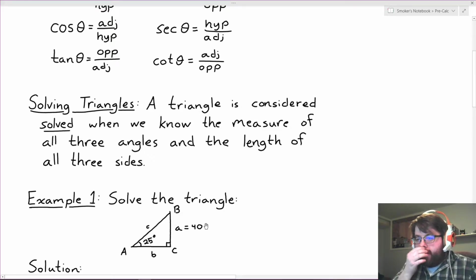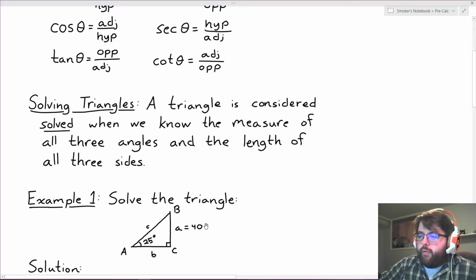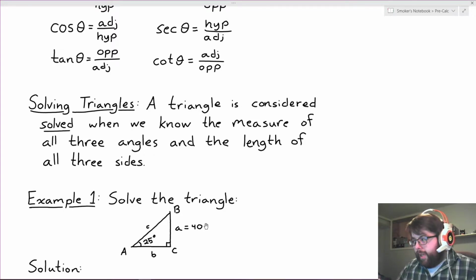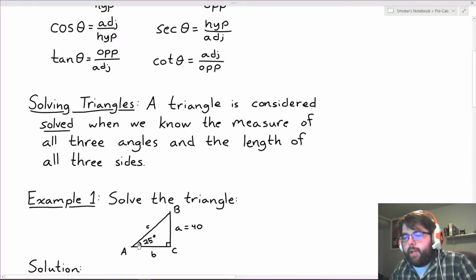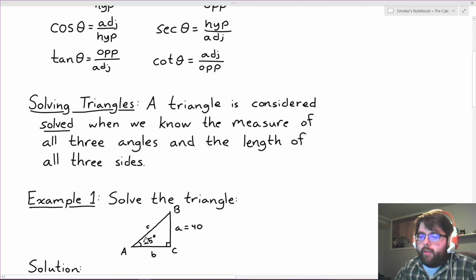So you always need to be given at least three pieces of information. For right triangles, it's going to look like two, because the right angle is the third piece of information. We know this right angle, and this right angle allows us to easily find angle B, big capital B. So we are given three pieces of information.